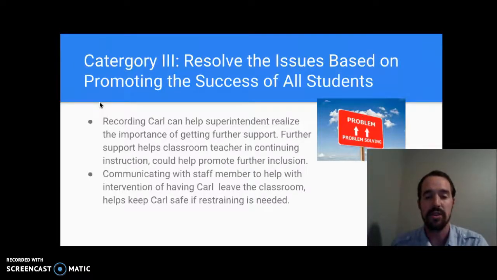Communicating with staff members to help with interventions of having Carl leave the classroom helps keep Carl safe if restraining is needed.